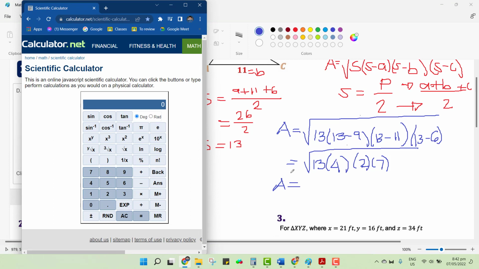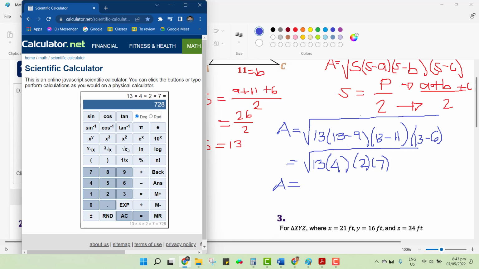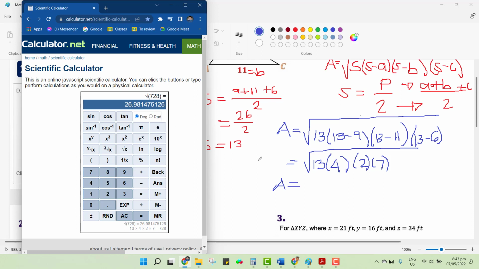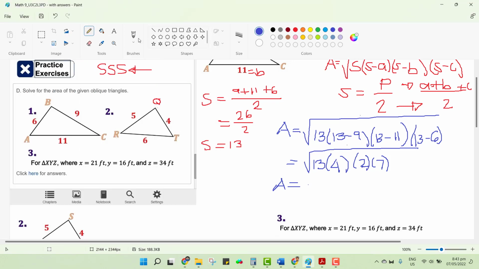To do this, let's just try to multiply first everything, okay? So you have 13 times 4, rather, everything on the radicand. 13 times 4 times 2 times 7, that's 728. And take the root of 728, you will get a result equal to 26.98. So this is the area of the given triangle. But then again, we are going to round it off or approximate it into two decimal places. So that's 26.98 approximately.